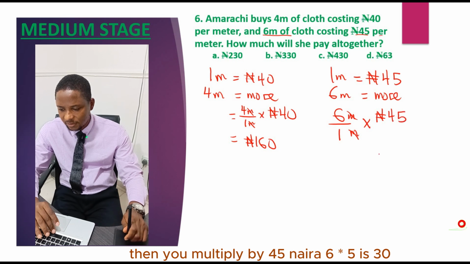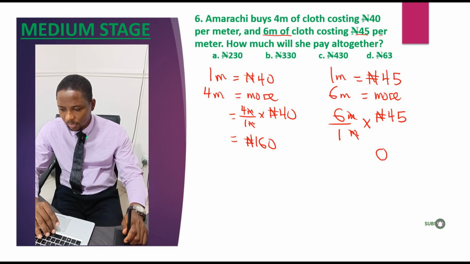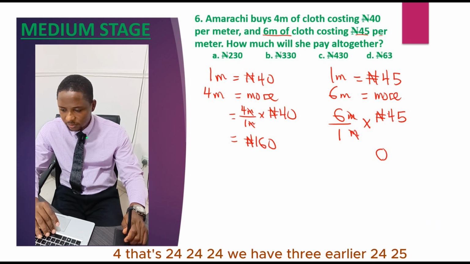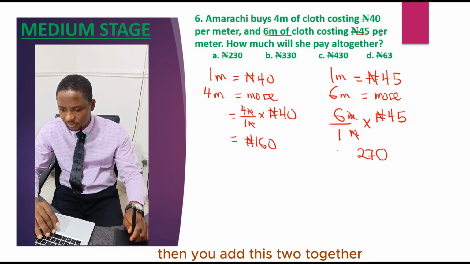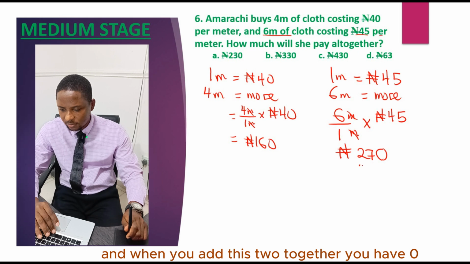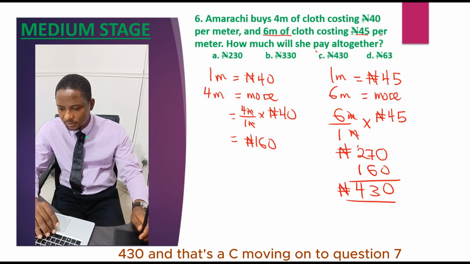6 times 5 is 30. You have a 3. And 6 times 4, that's 24. We have 3 earlier. 24, 25, 26, 27. So you have 27. Then you add those 2 together. And when you add those 2 together, you have 0, 13, carry 1, 4. So you have 430, and that is C.